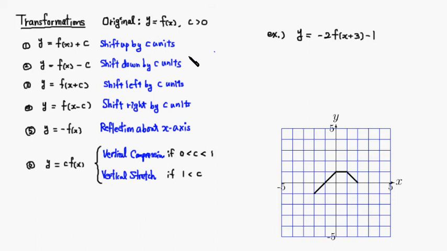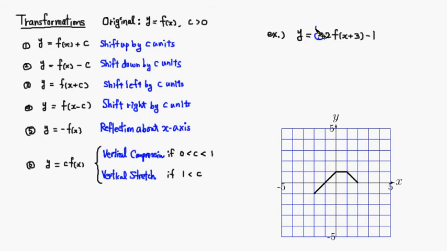Those are the transformations that we need for this course, and let's look at an example. We want to sketch the graph of y equals negative 2 f of x plus 3, minus 1. You can see that there are multiple transformations applied to f of x. We have to apply these transformations one by one, in the right order. The rule of thumb is to do the multiplications first, then the additions and subtractions later.